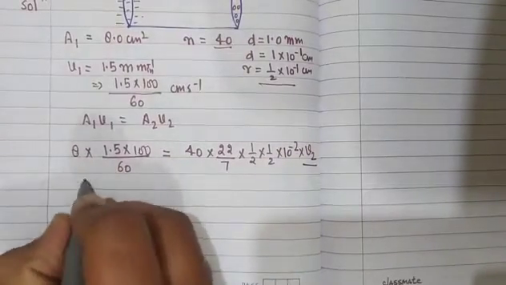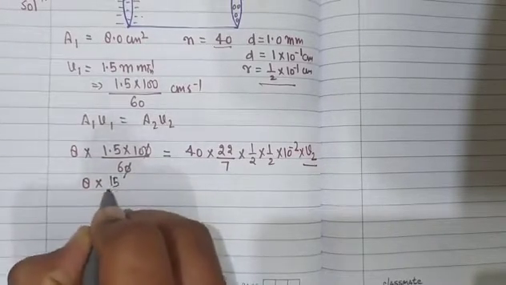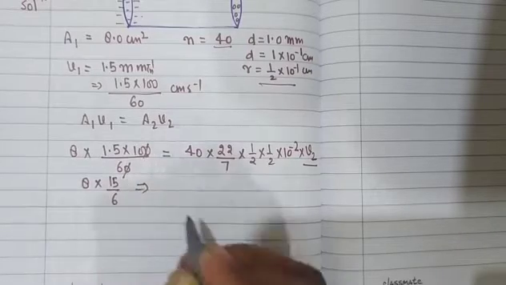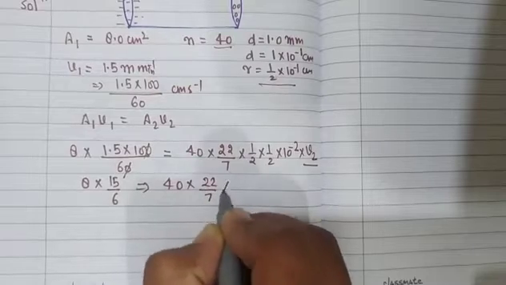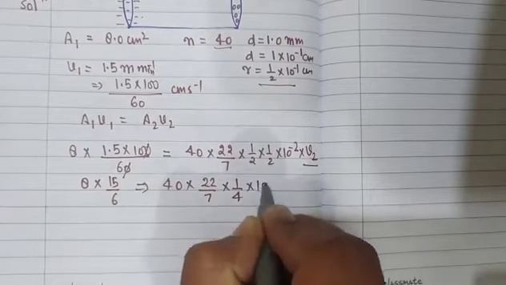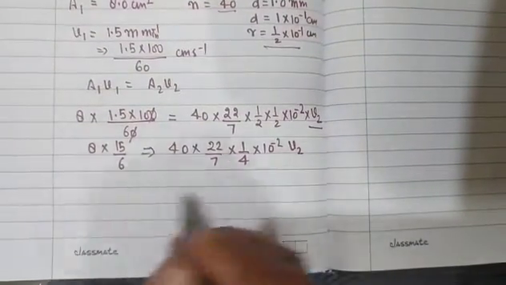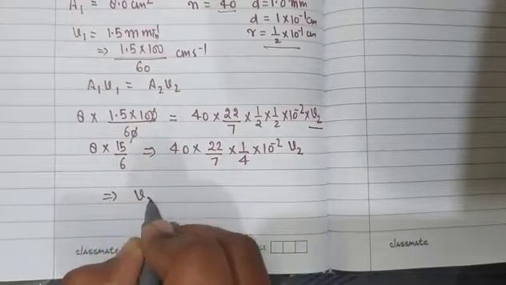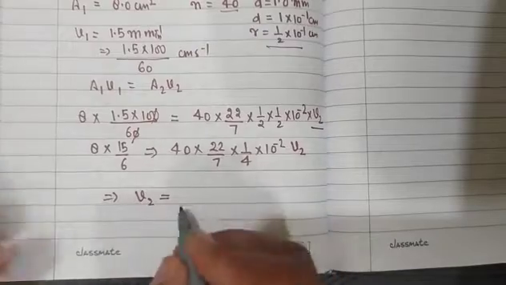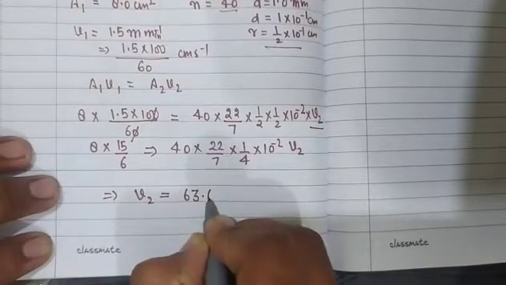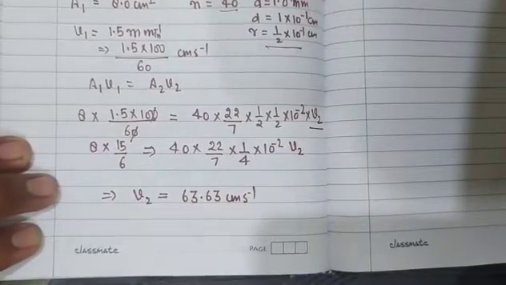So it will be 8 multiplied by 15 over 6, that will be equal to 40 multiplied by 22 over 7 multiplied by 1 by 4 multiplied by 10 raised to the power minus 2 V2. If you calculate this all, you can see that velocity of ejection will be 63.63 centimeter per second. So this is the answer.